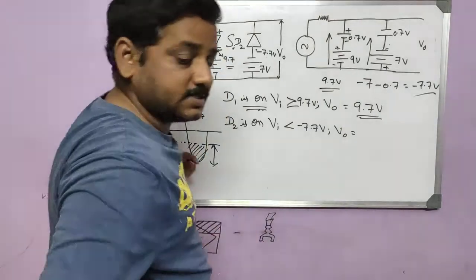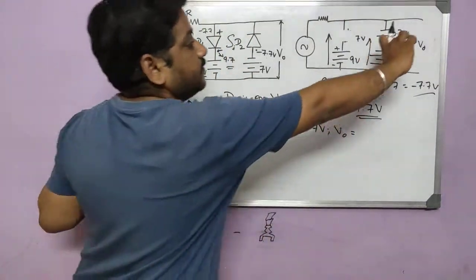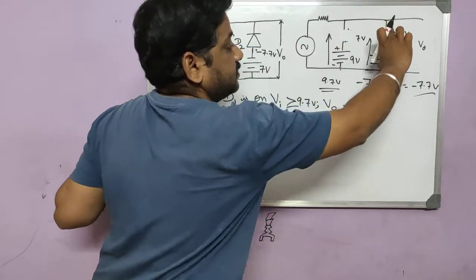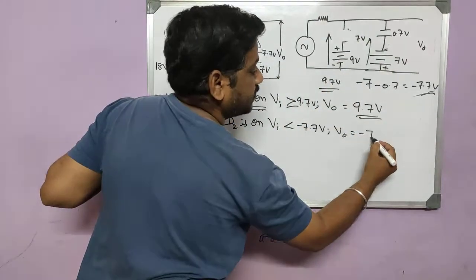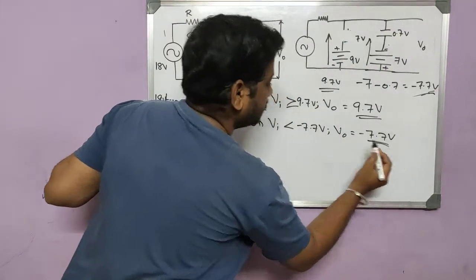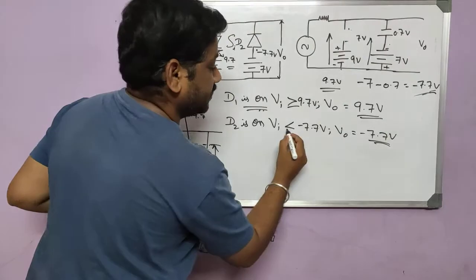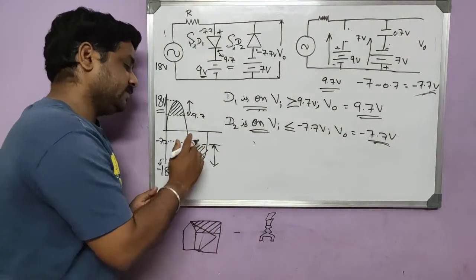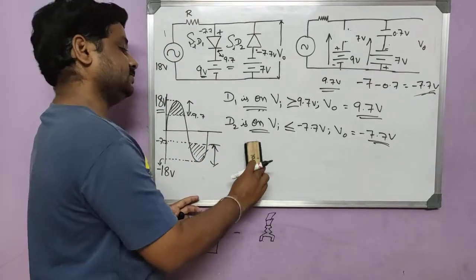So we can say what the output would be now. This is off, which means this will be an open circuit. So the output will just follow the voltage we have here. It is exactly the voltage across this. And what is the voltage across this branch? It's minus 7.7. So the output will be minus 7.7. So if the input is less than or equal to minus 7.7, because when it is on you write it like this, then the output will remain constant at minus 7.7.